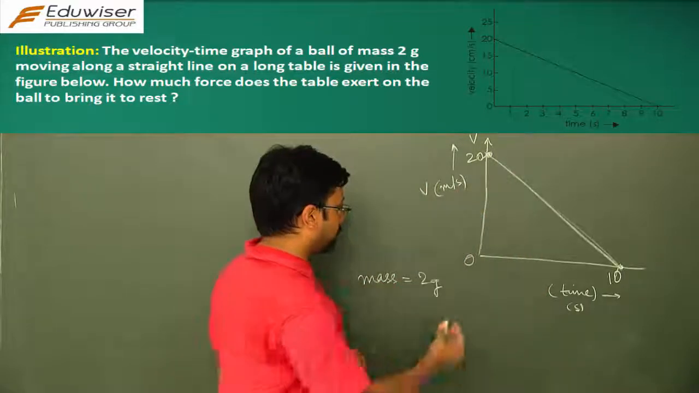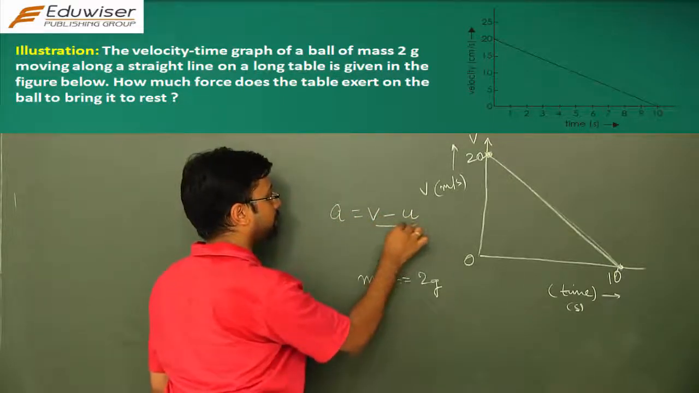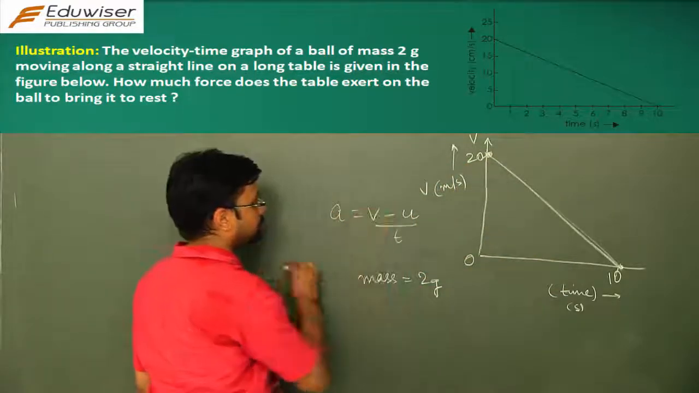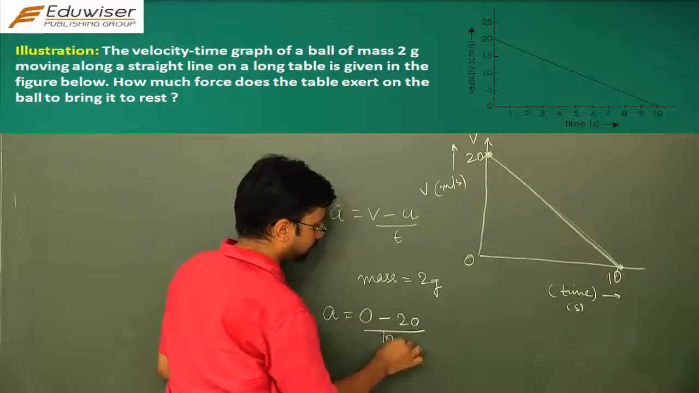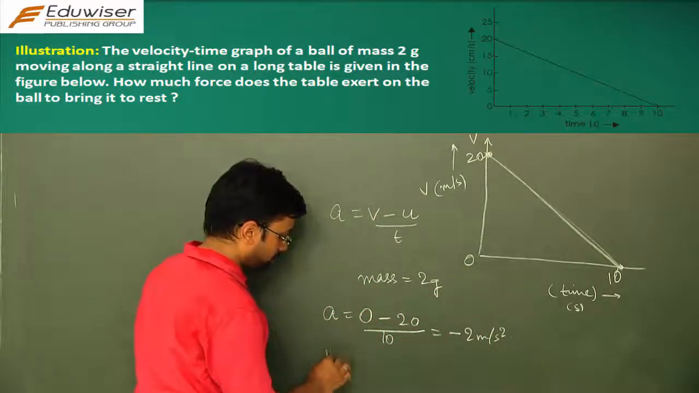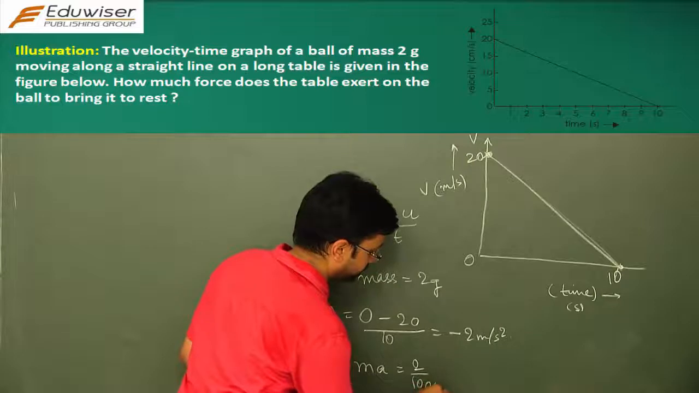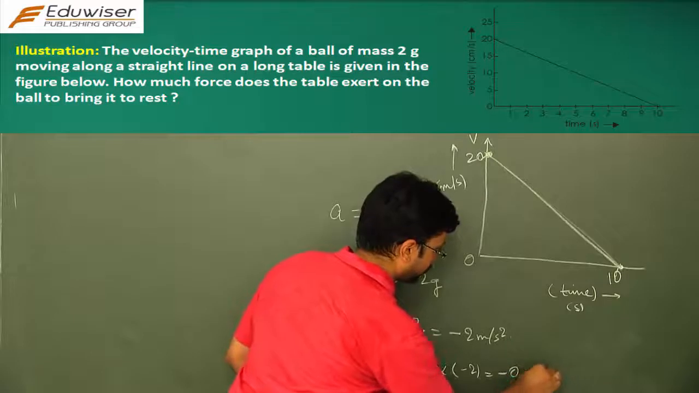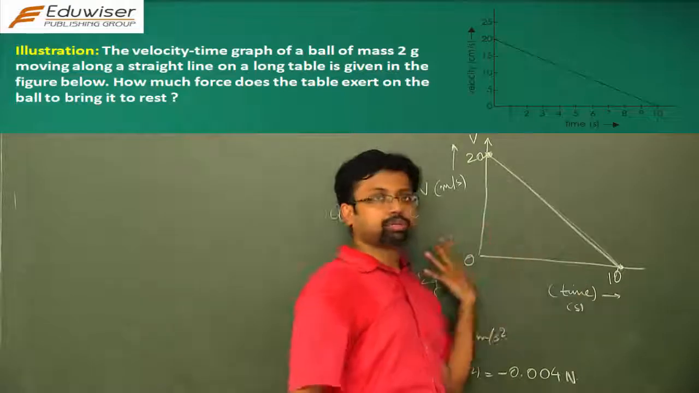So let's see how we calculate the acceleration. Acceleration is (v minus u) by t. The initial velocity is 20 and the final one is 0. So what will the acceleration be? 0 minus 20 divided by 10, that's minus 2 meters per second squared. So the force is mass into acceleration, that's 2 grams into minus 2, that's minus 0.004 Newton. So it's going to happen in the direction opposite to the motion of the body.